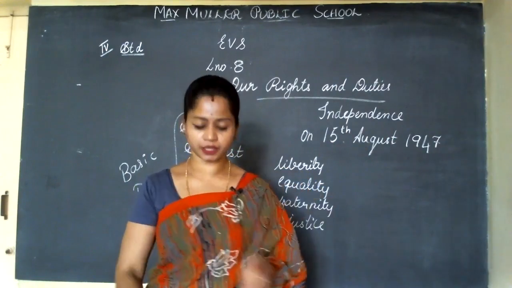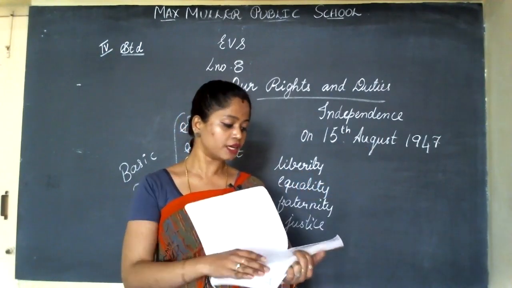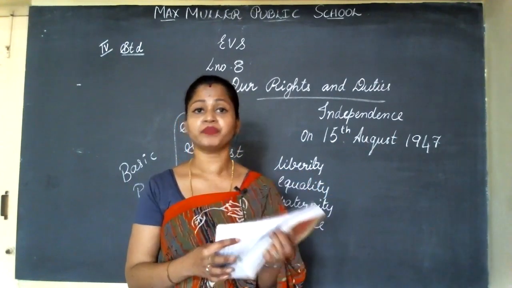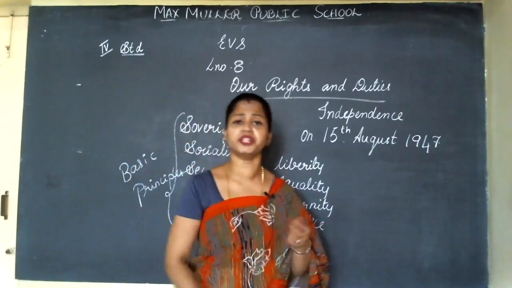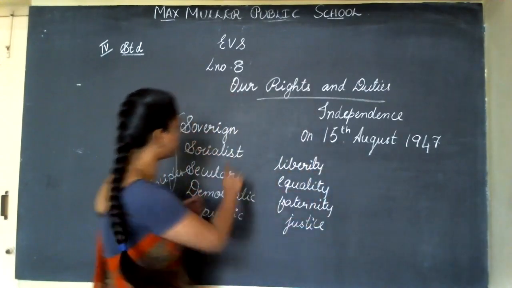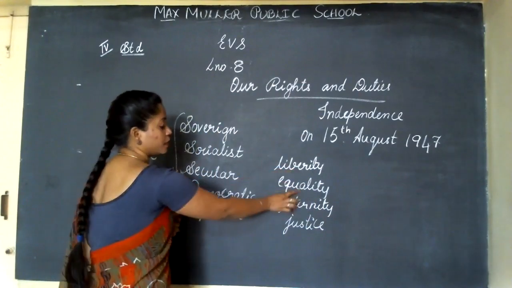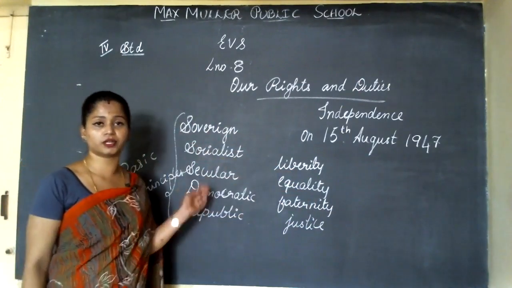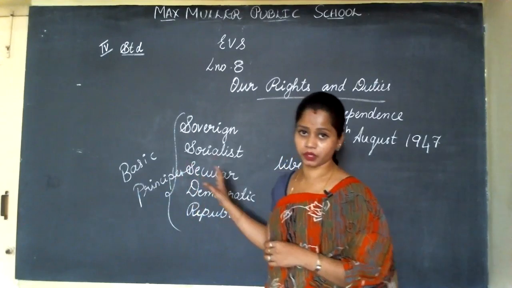The preamble means the introduction. If you take a book, at the starting of the page we can see the introduction part, what all is there in the textbook. That page we call the preamble. The preamble is the introduction of the Constitution. In that introduction part, it is all mentioned: sovereign, socialist, secular, democratic, republic, liberty, equality, fraternity and justice. It is all mentioned in the introduction page of the Constitution book.